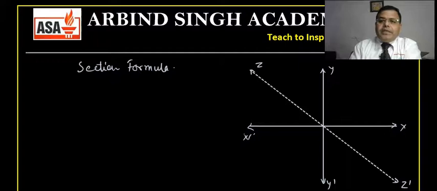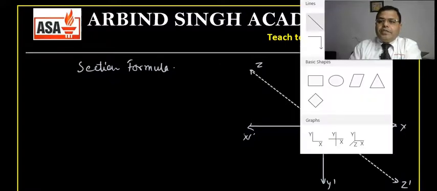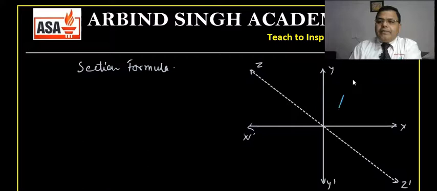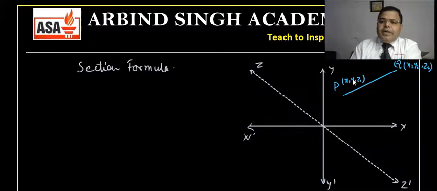Any point lies on it. There are two points, say P and Q. If this point is P and this point is Q, the coordinates of P are x1, y1, z1, and of Q are x2, y2 and z2. If I draw a perpendicular and any other point R lies on it, with coordinates x, y, z, which divides PQ in the ratio m is to n, then what is the coordinate of R?